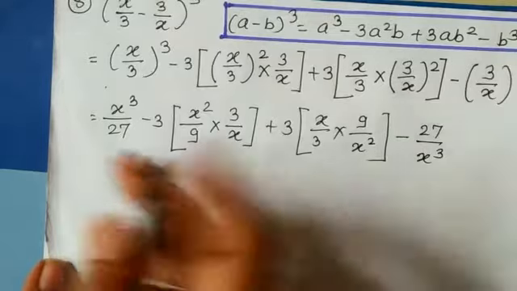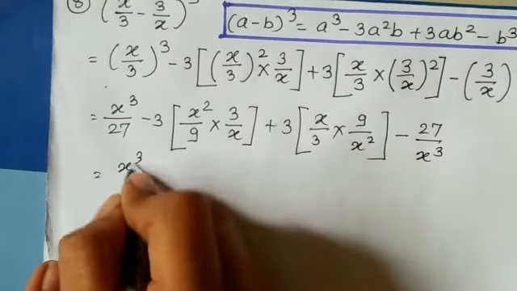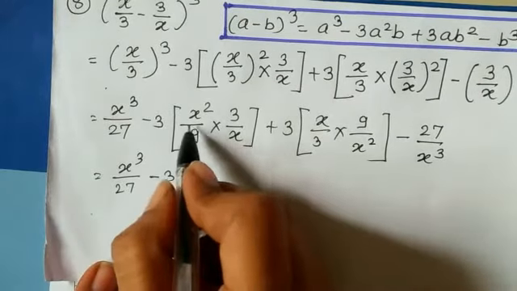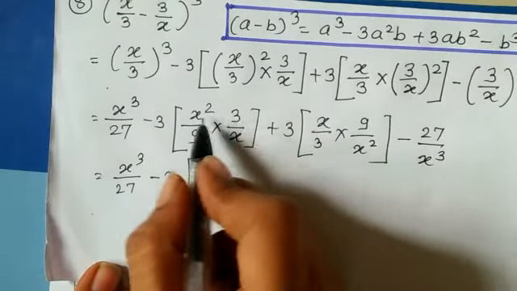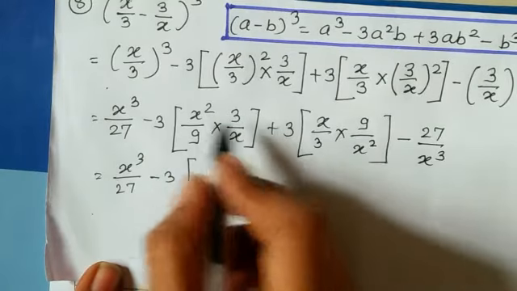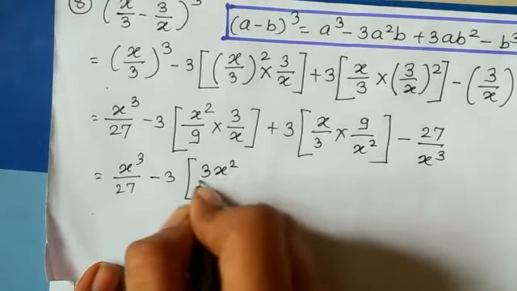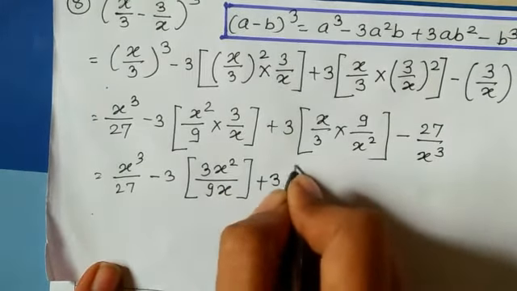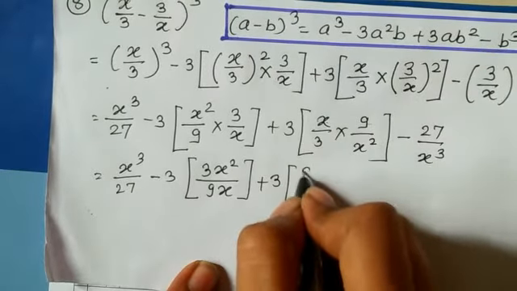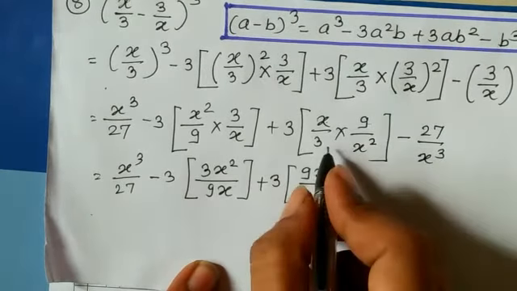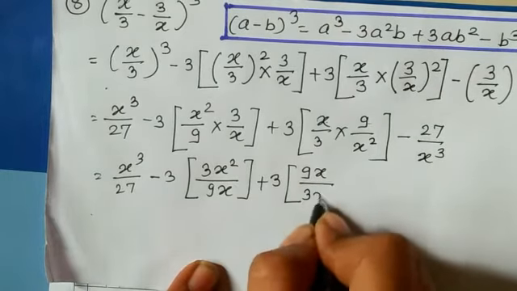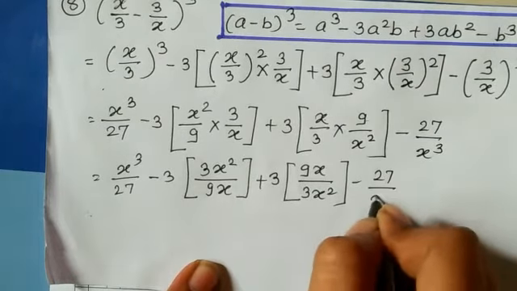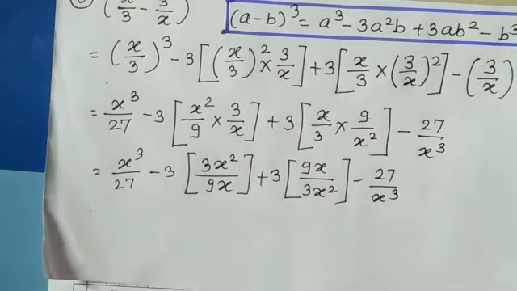Let's solve the bracket now. x raised to 3 upon 27, minus 3 into bracket x square and multiplication of the numerator and denominator, 3x square upon 9x, bracket complete, plus 3 into bracket 9x upon 3 into x square, 3x square, bracket complete, minus 27 upon x raised to 3.